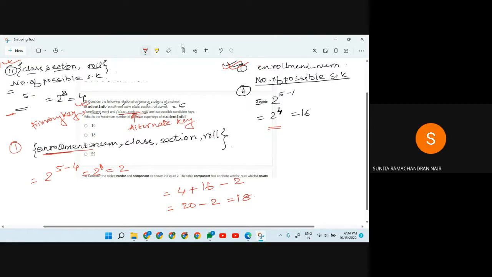So primary key and prime attributes are two different things, right, sir? Yes, they are different. This is clear, right? What is a super key, what is a candidate key, what is a primary key, what is an alternate key? Yes or no?